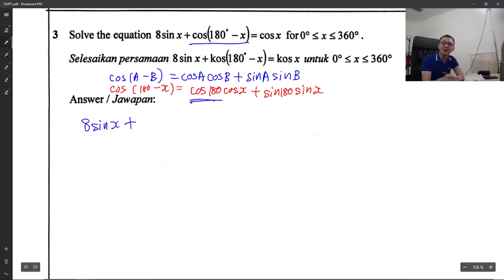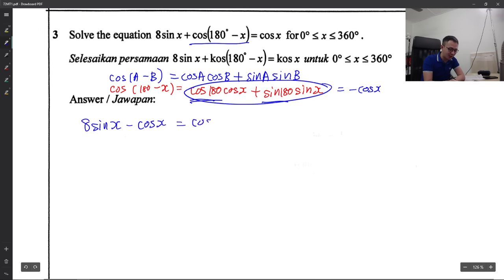Cos 180, type in the calculator. This is degrees, so change your calculator back to degree. Cos 180 is negative 1, so negative 1 multiplied by cos x is negative cos x. If you do not have a bracket, you can straight away write minus cos x. Sine 180 is 0, and 0 multiplied by sine x is 0. So I only have negative cos x left. The whole thing is solved, and it equals cos x.